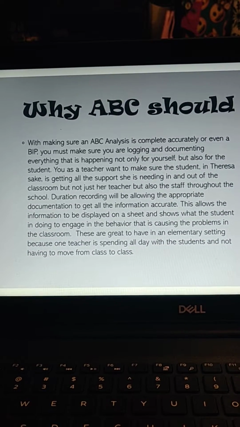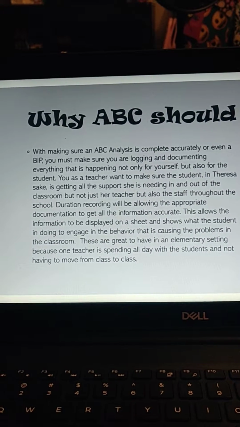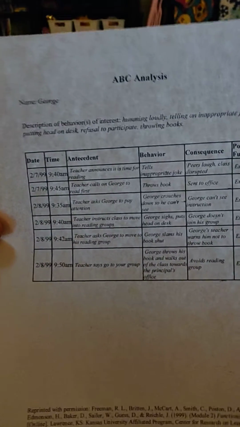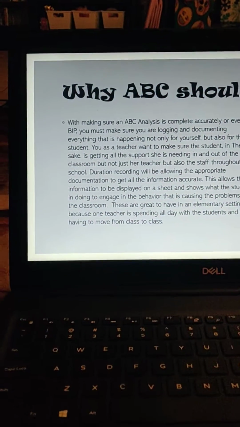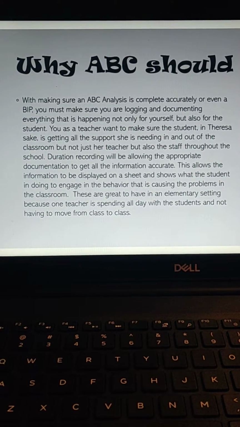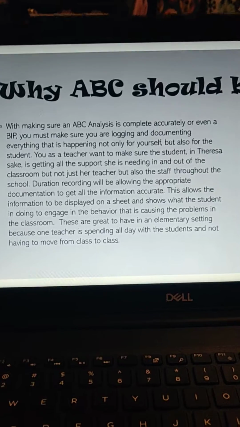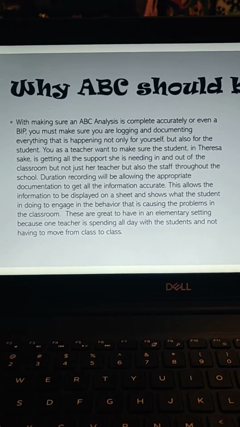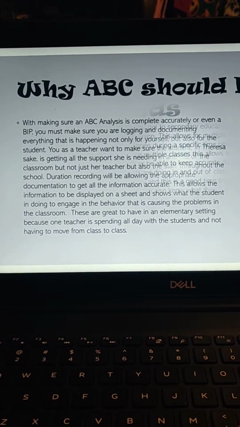Duration recording will allow the appropriate documentation to get the information accurate. And this allows the information to be displayed on a sheet, and here's an example of the ABC analysis that I found online for a gentleman named George. These are great to have in elementary settings because one teacher is spending all day with students and not having to move from class to class. I've not ever worked with one of those, with being in a setting all day long, so I would not know how to do that very well.